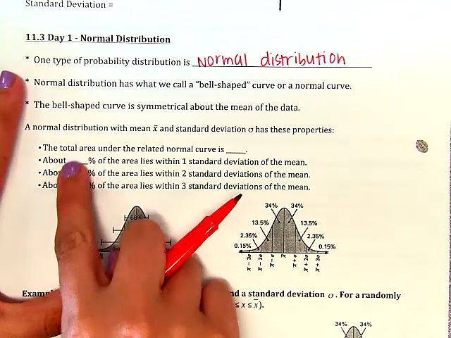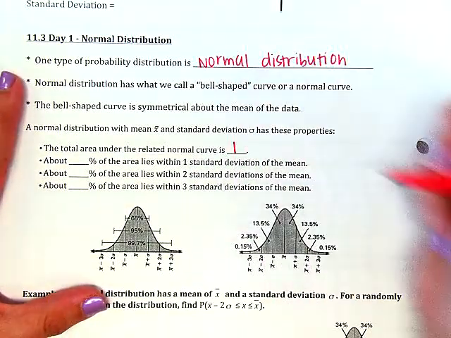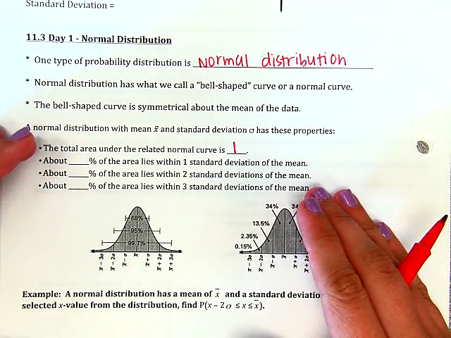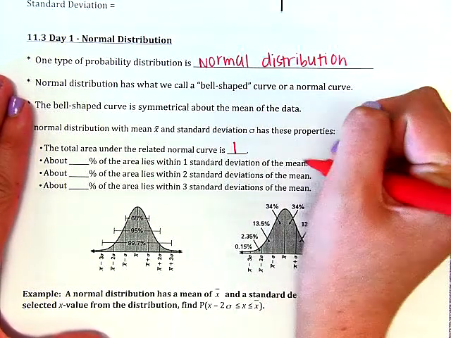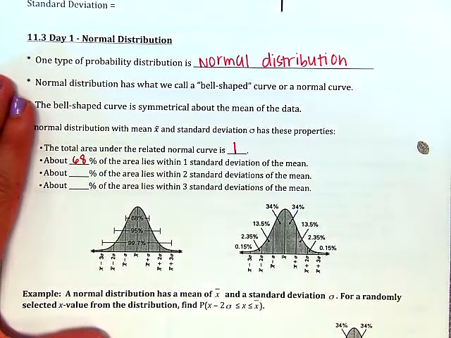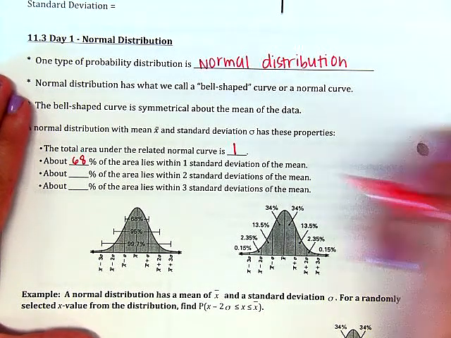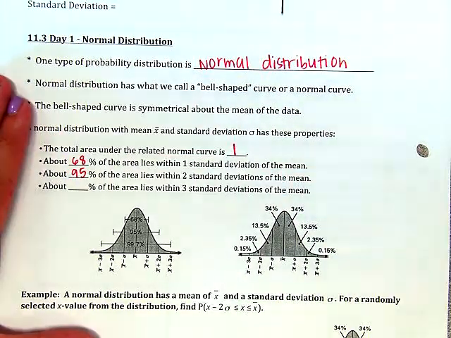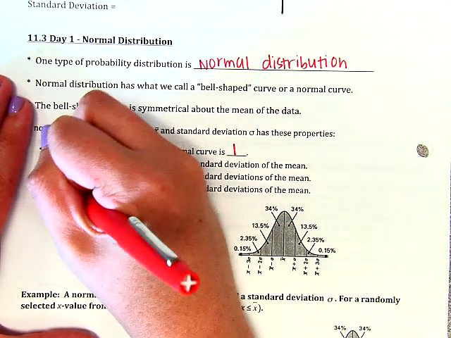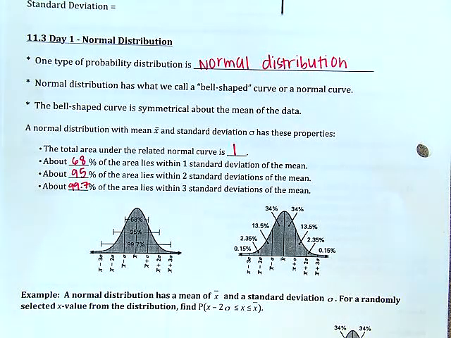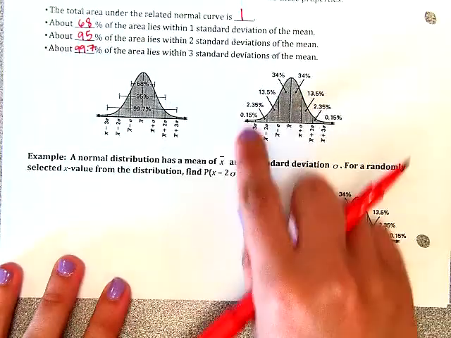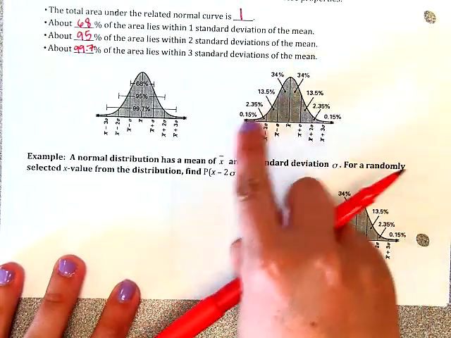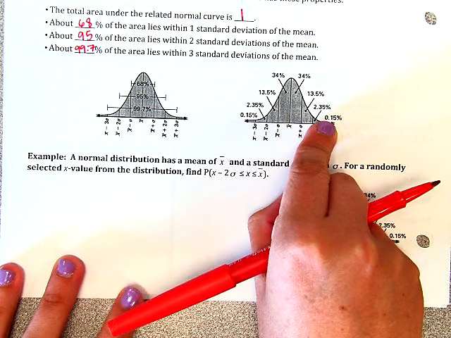Some facts about this. The total area under the curve is 1, so 100% of the data lies under the curve. The percent of data within 1 standard deviation: 68% lie within 1 standard deviation of the mean, 95% lie within 2, and 99.7% are within 3 standard deviations of the mean. On this chart, these percentages never change. Those are always going to be the same.